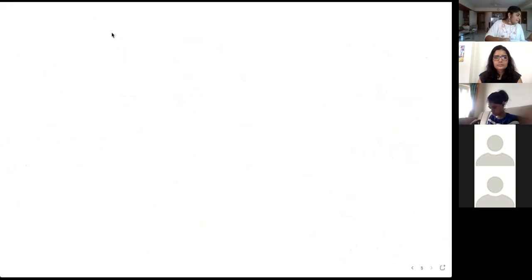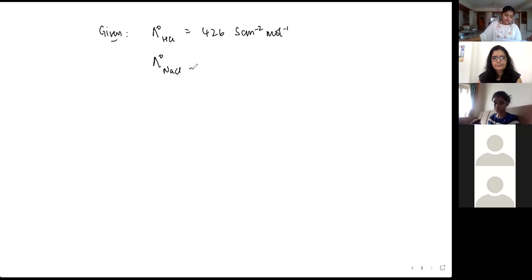Can you guys tell me the value of lambda HCl, how much was it given to be? 426. The second one, NaCl, is 126. Sodium acetate, CH3COONa, is 91. So we need to find lambda naught of CH3COO minus and lambda naught of H plus.